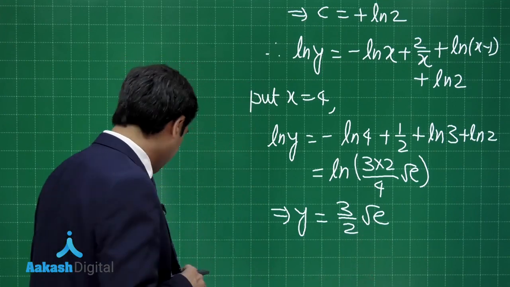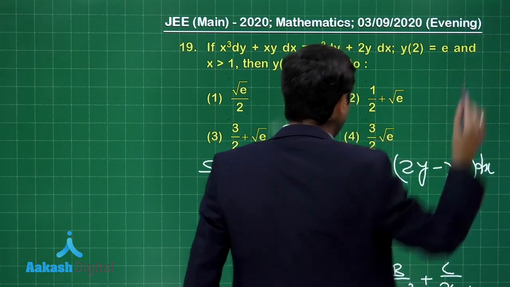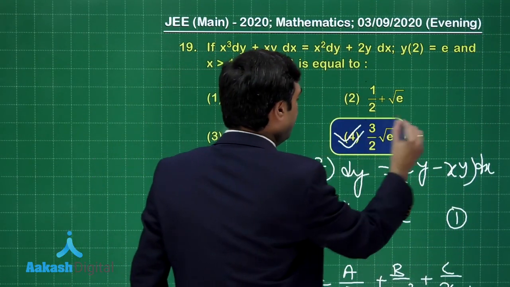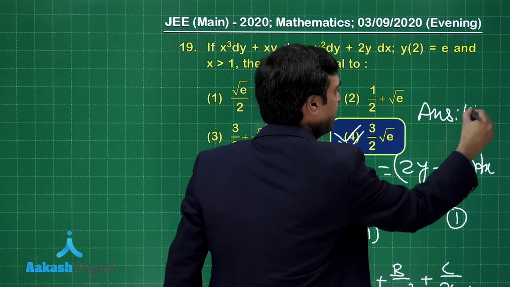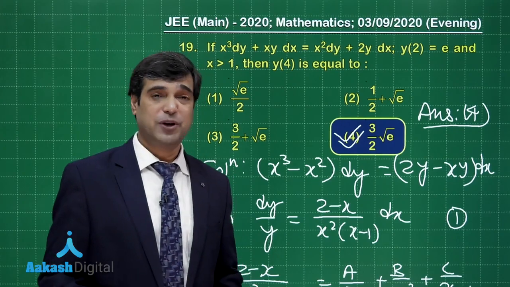Now time to check from the given options. 3 by 2 root e. Yes, it is given here as option number 4. So the correct answer for this question is fourth option. So let's mark and mention as the required result. I'm sure this is also clear. Time to take up the next question.